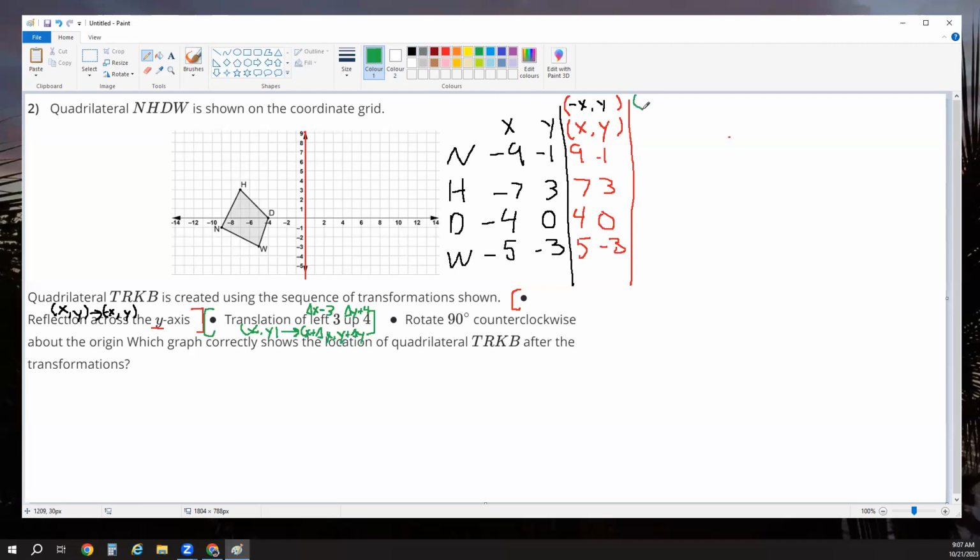So my new coordinate pair for X and Y are just going to be subtracting 3 from the X value, adding 4 to the Y value of the greens. Okay, so 9 minus 3 is 6. 7 minus 3 is 4. 4 minus 3 is 1. 5 minus 3 is 2.